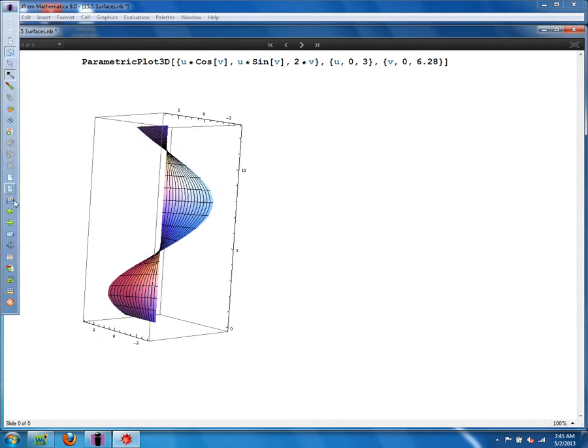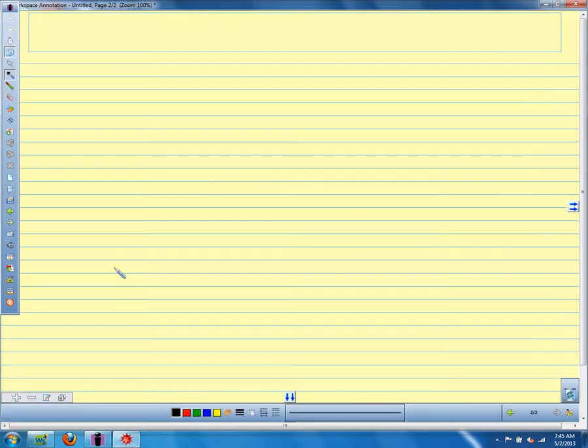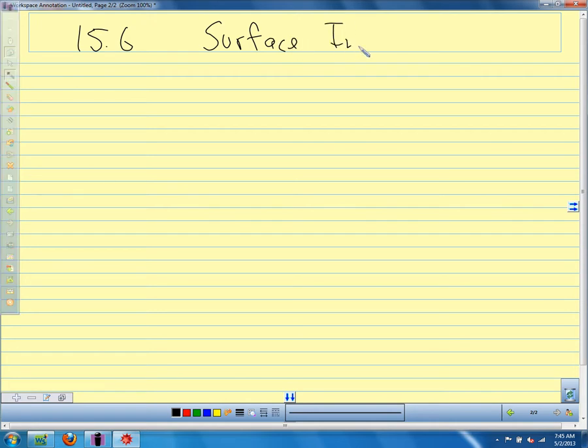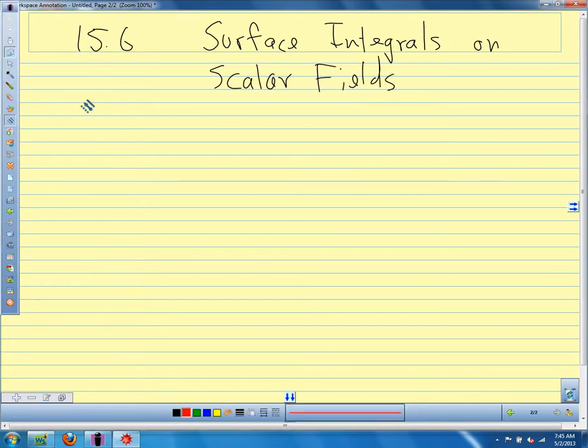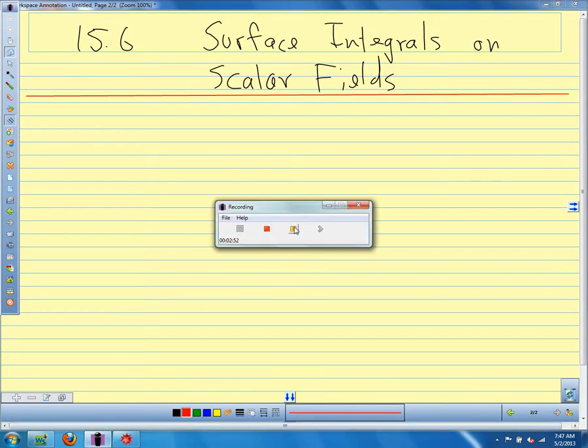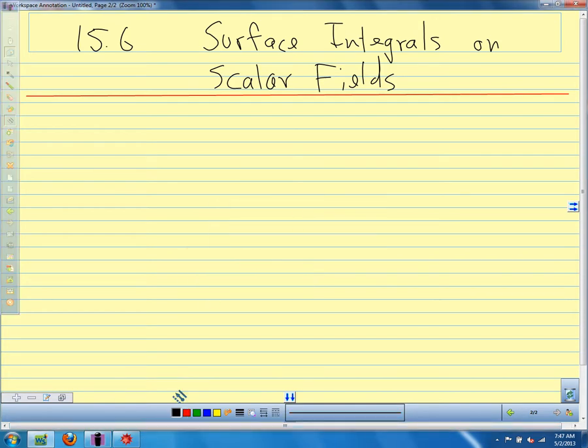All right. Now we're ready for 15.6. I'm going to talk about surface integrals on scalar fields. And then tomorrow we'll talk about surface integrals on vector fields. So let me do this really quickly.